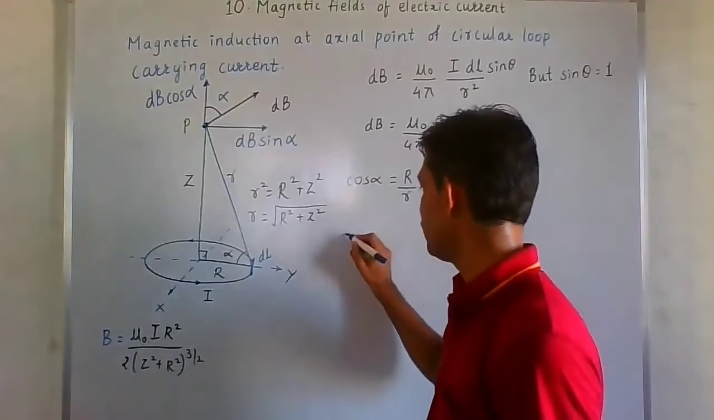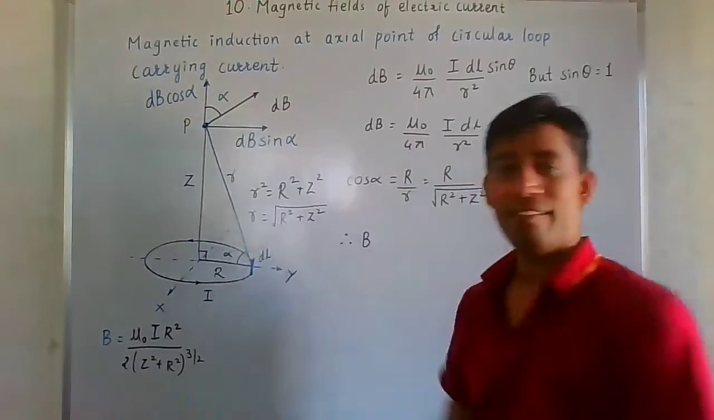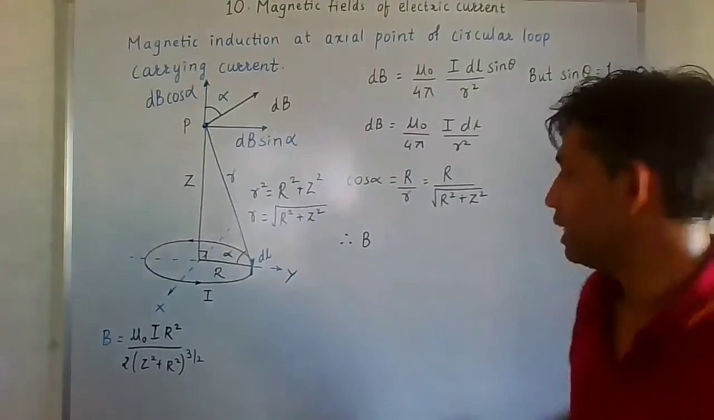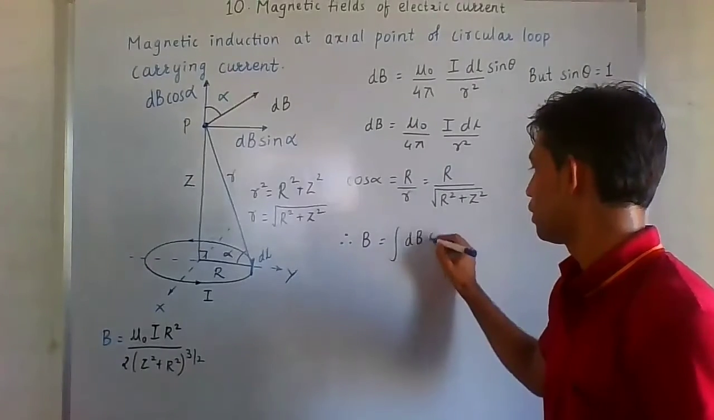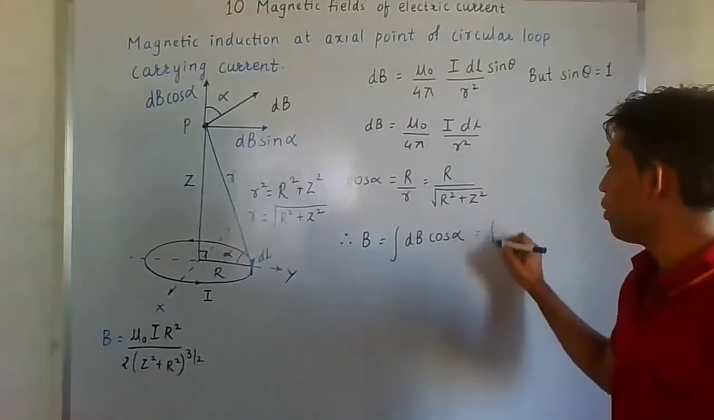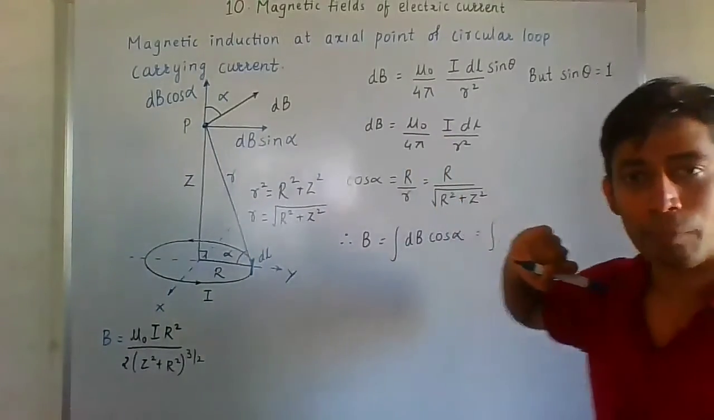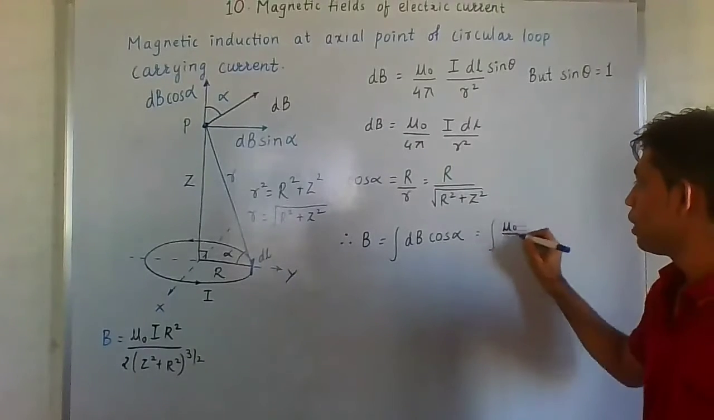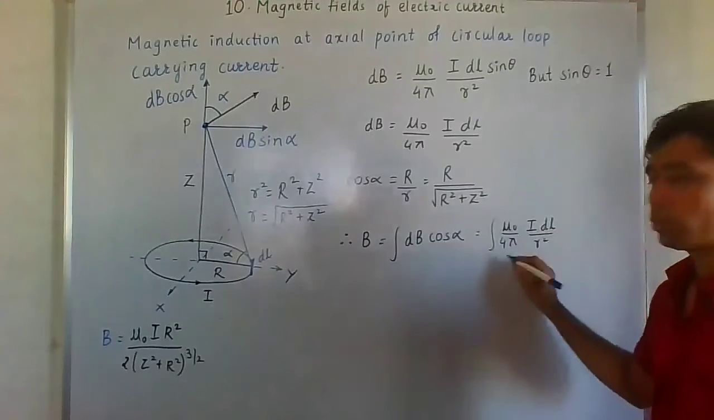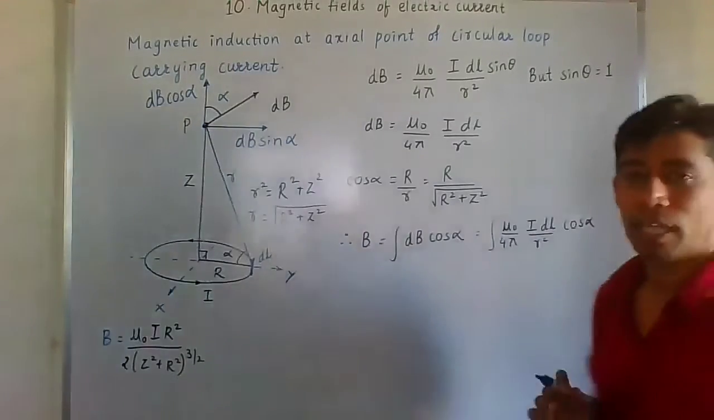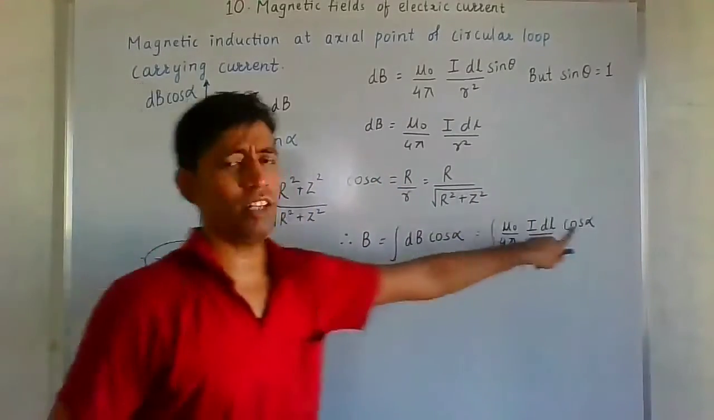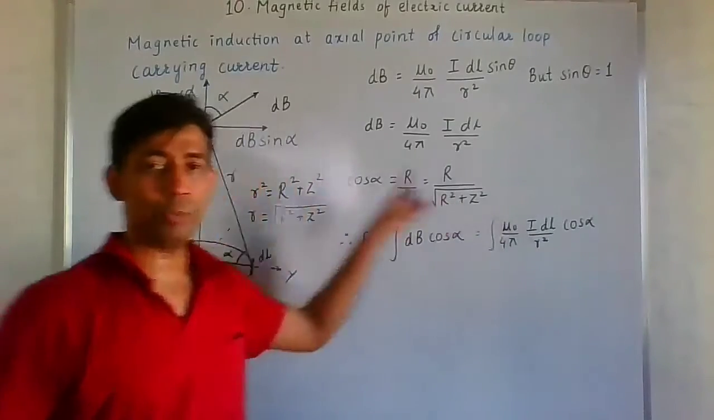Okay, so let's now proceed with our derivation. B will be written as what? Integration of dB cos alpha. सारे dB cos alpha को हम इंटीग्रेट कर देंगे. ओके, सो अभी नेक्स्ट स्टेप क्या होगा? dB के बदले ये सब्स्टिट्यूट कर सकते हैं हम लोग. So this will be written as mu naught upon 4 pi I dl upon r square into cos alpha. I hope till this part everything is clear. Okay. Now cos alpha का वैल्यू इधर से सब्स्टिट्यूट करो, r square का वैल्यू इधर से सब्स्टिट्यूट करो.